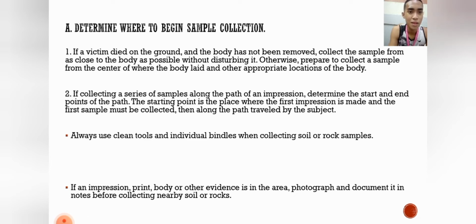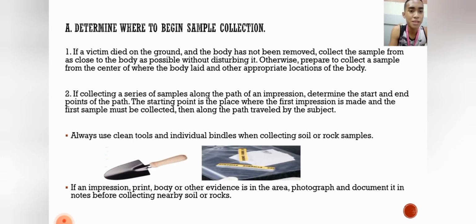Always use clean tools and individual binders when collecting soil and rock samples, such as trowels and evidence binders. If an impression, print, body, or other evidence is in the area, photograph and document it in the notes before collecting nearby soil and rocks. So before you collect the rock and soil, it must already be photographed and documented.